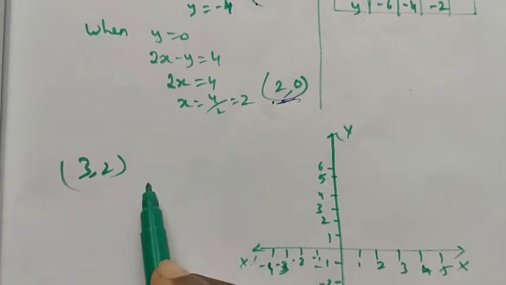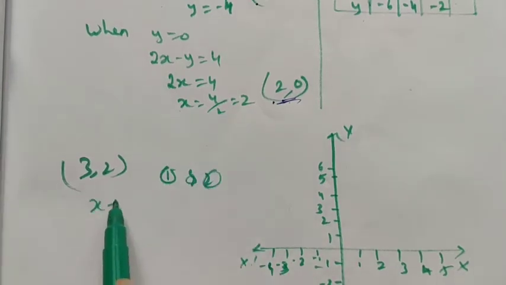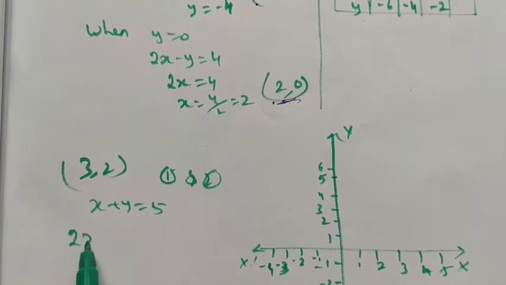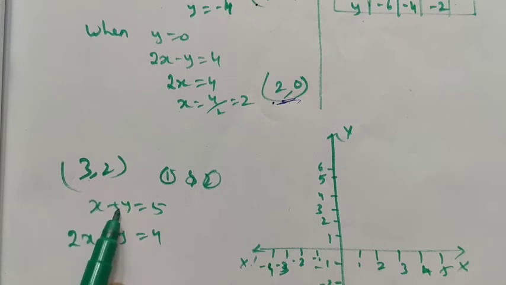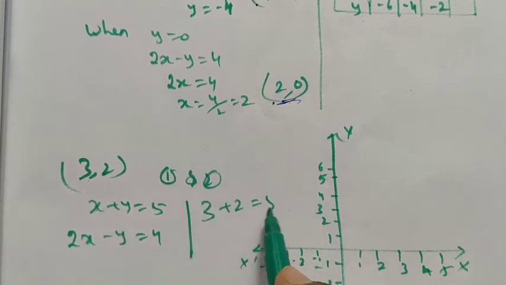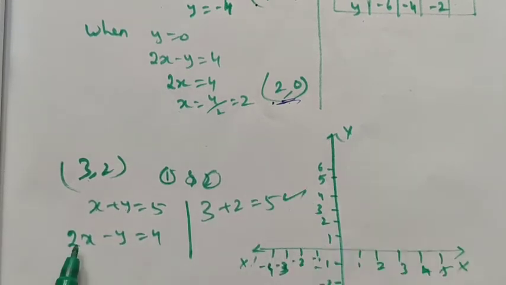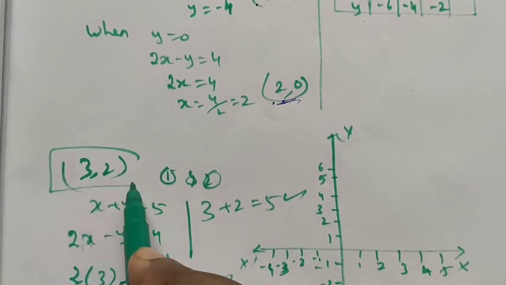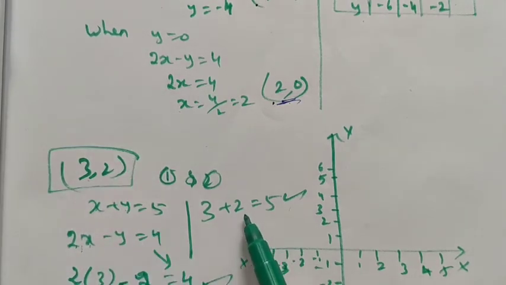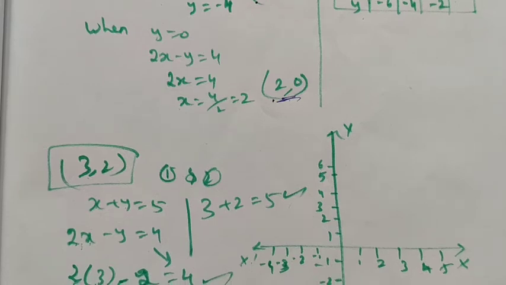If you substitute in equations 1 and 2: equation 1 is x plus y is equal to 5, and 2x minus y is equal to 4 is the second equation. With x equal to 3, y equal to 2, 3 plus 2 is equal to 5. It satisfies. See the second equation: in the place of x I apply the value 3, and y is equal to 2, so 2 times 3 is 6, 6 minus 2 is equal to 4. It satisfies. So the single ordered pair 3, 2 satisfies both equations.